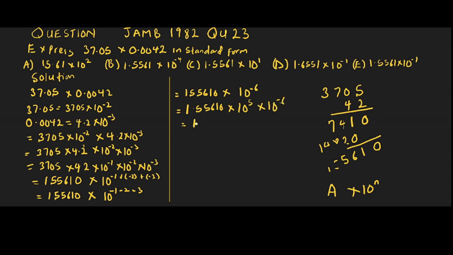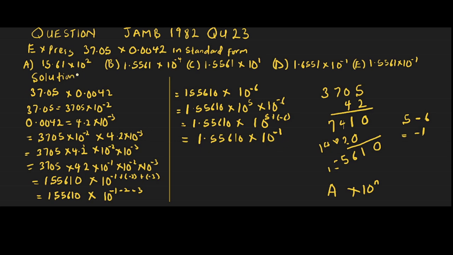Here we have 1.55610 times 10 raised to power 5 plus minus 6, and 5 minus 6 is going to give us minus 1. So we have the final answer to be 1.55610 times 10 raised to power minus 1.